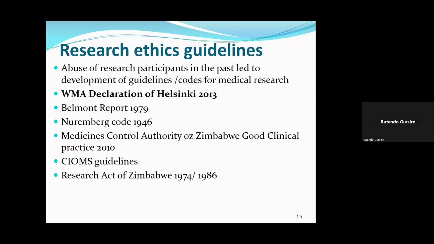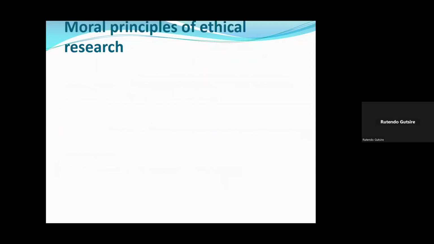So here, just to give you a flavor of the international guidelines that Zimbabwean researchers, students, scientists have to be aware of. And they all speak the same language. It's about the protection of the participants and also protecting the researchers so that you don't commit atrocities. Ethics, if I ask you, give me 6 research ethics guidelines, you have those.